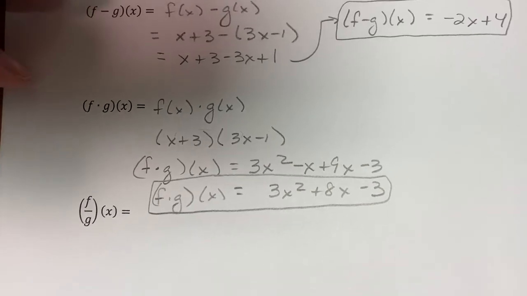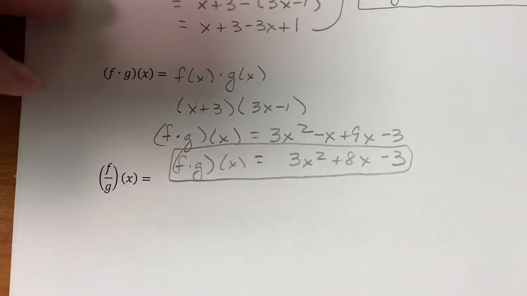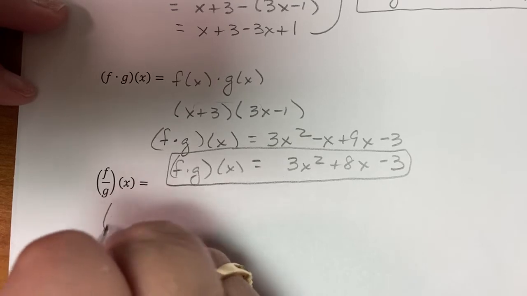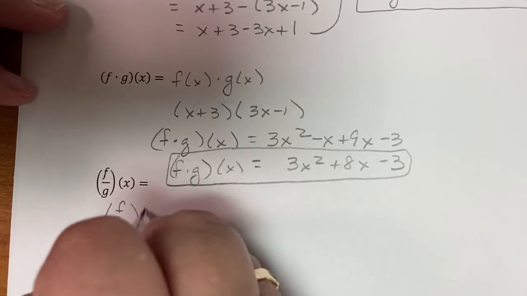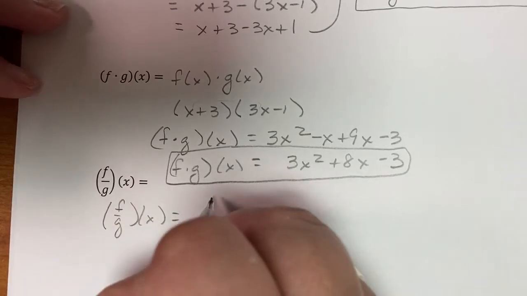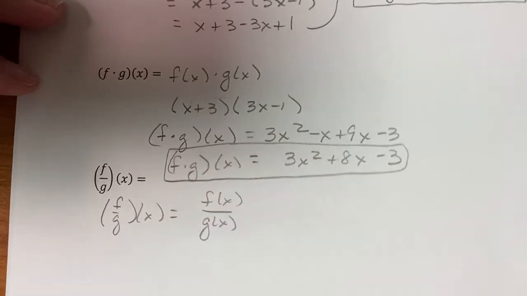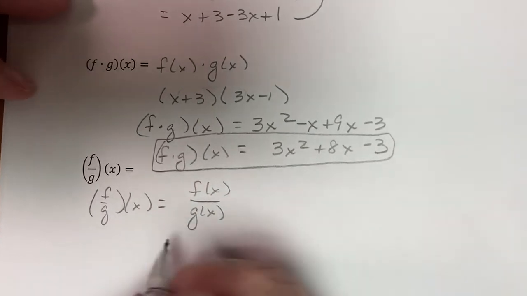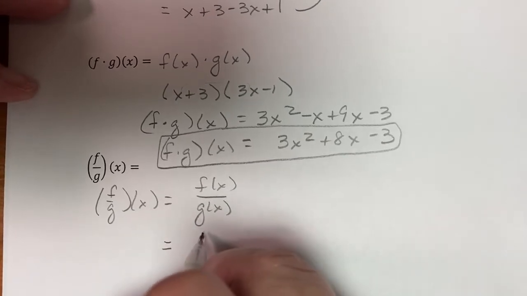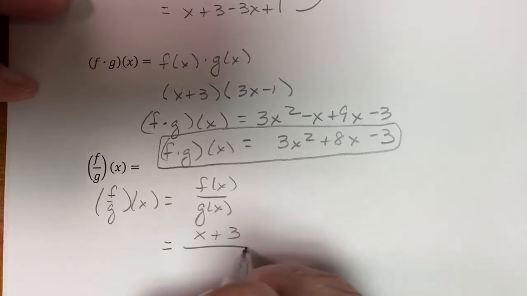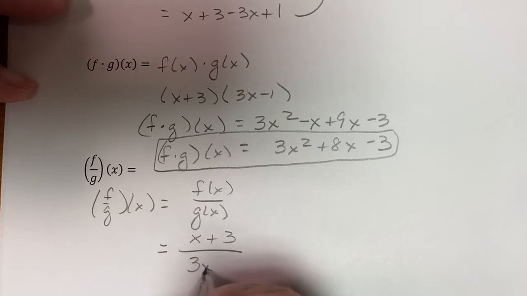And finally, f divided by g of x. I'm going to have to rewrite that. I kind of went down there too much. Means I'm simply, again, going to take my f of x and put it over my g of x. So in this case, it's going to look like x plus 3 over 3x minus 1.